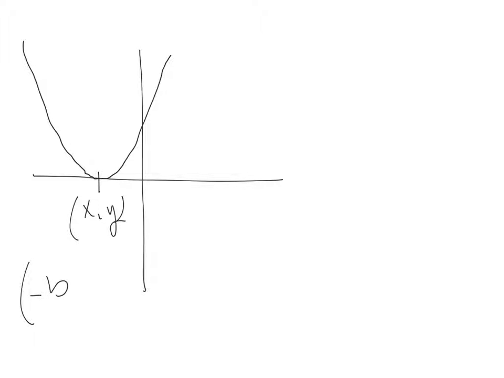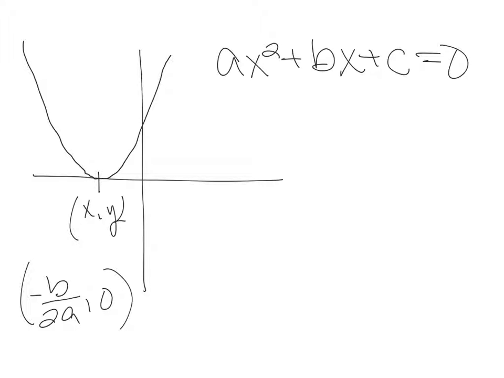Geometrically, when the discriminant is 0, our answer is just where the parabola touches the x-axis, right? So if the discriminant is 0, then the vertex of the parabola representing the quadratic equation is negative b over 2a, comma 0. Okay, it is a parabola where the vertex is negative b over 2a, comma 0.